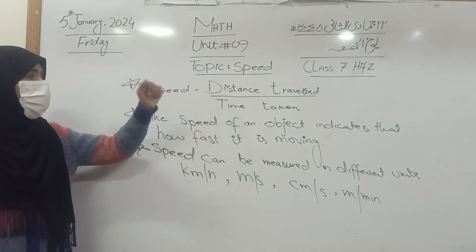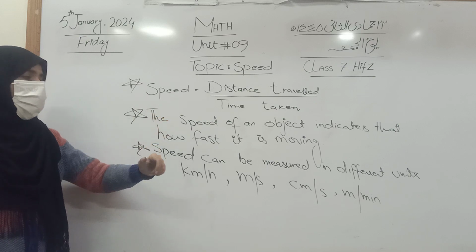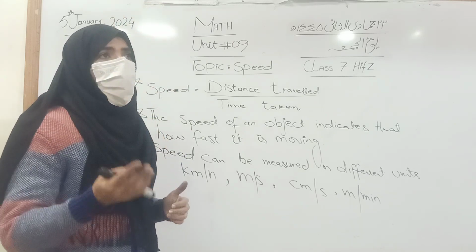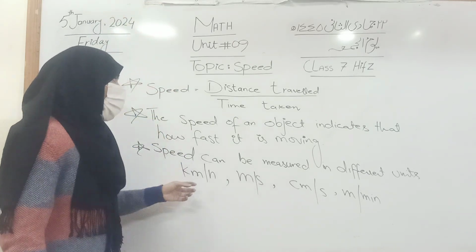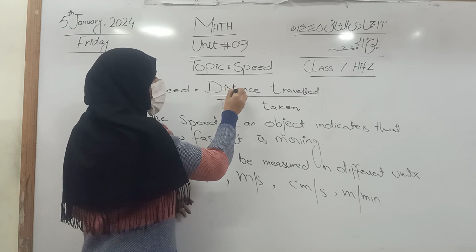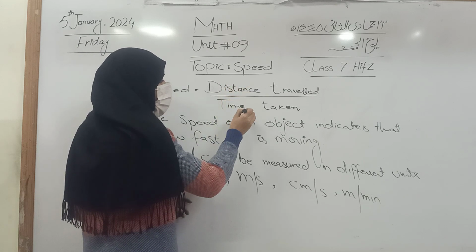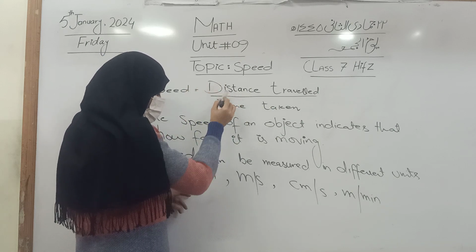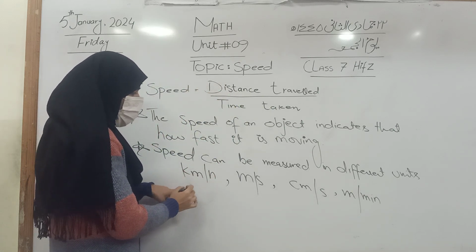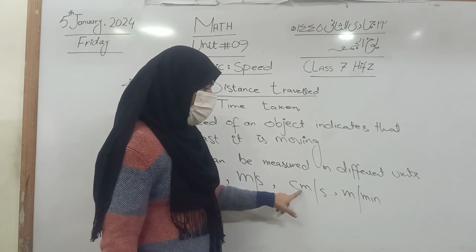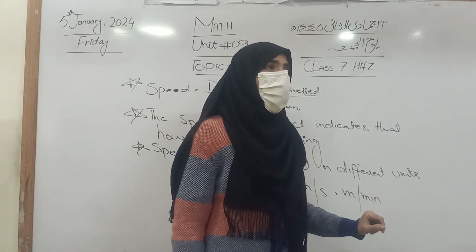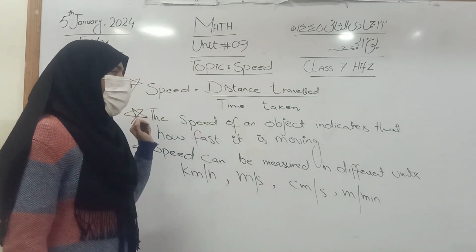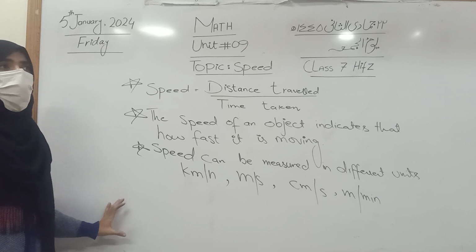Similarly, time has units. The units of time are second, and the bigger one minutes, and the biggest one hour. Now, there should be units of distance and there should be units of time. So we can measure the speed of an object in kilometer per hour, meter per second, centimeter per second, and meter per minute. These all are the units you can use to measure the speed. Are all these things clear to all of you?